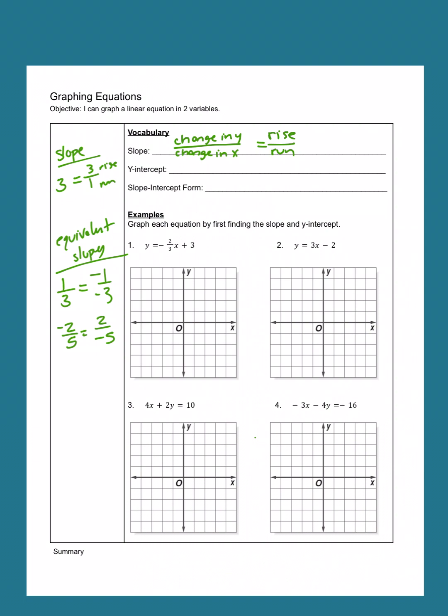You can even check by turning them all into decimals, and you would see that the decimal for 1/3 is the same as the decimal for negative 1 over negative 3. Same with negative 2 over 5 and 2 over negative 5. Those would have the same decimal values.